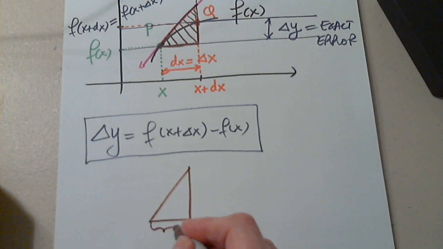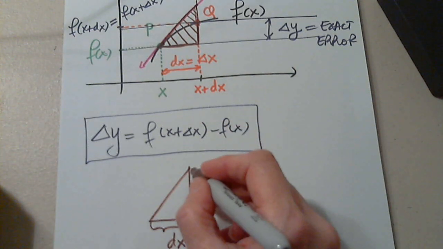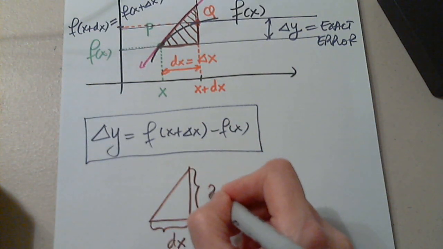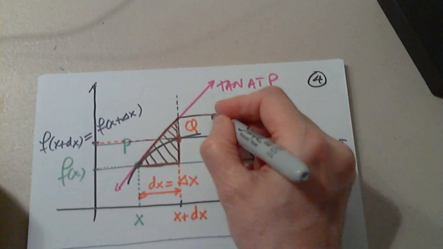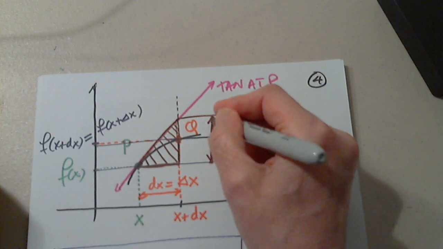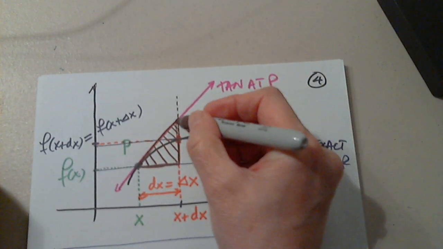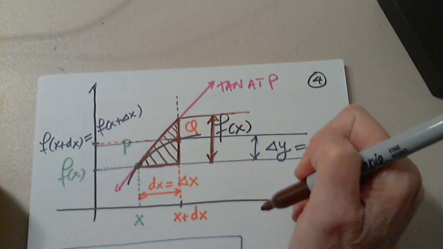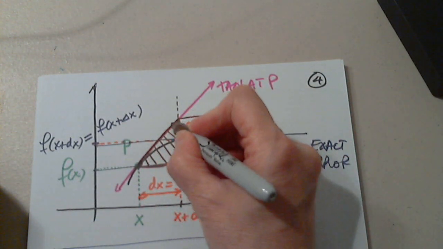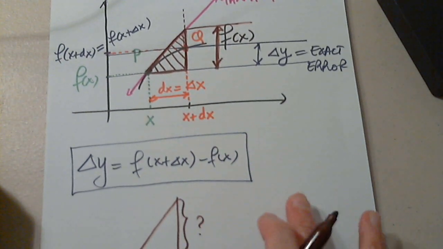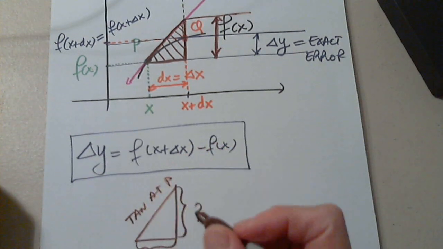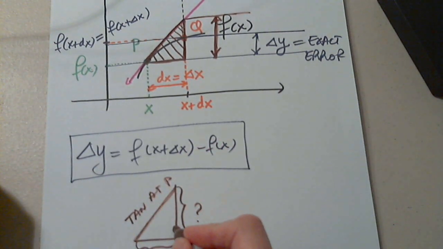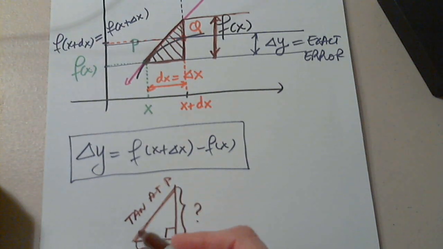I know this piece as being dx. I don't know this piece. This is what I'm looking for. What is this? This one. I don't know this piece. I'm trying to find it. And now let's talk about this one. Okay. I know that this is the tangent at P. This is a right triangle. I know that this is the tangent at P.